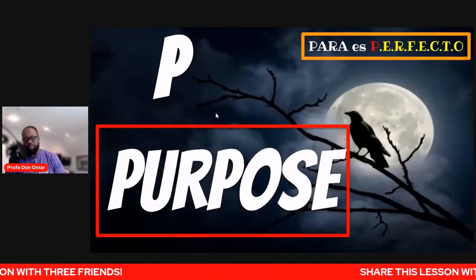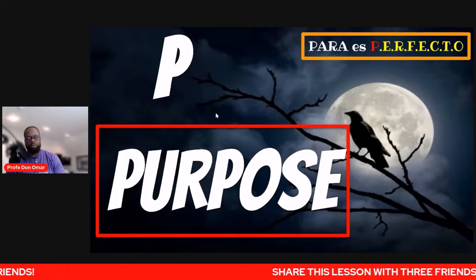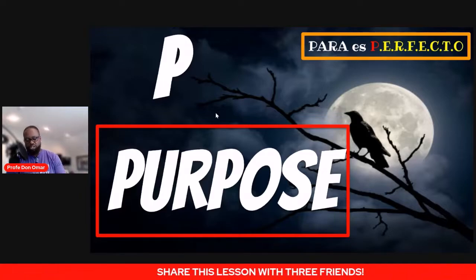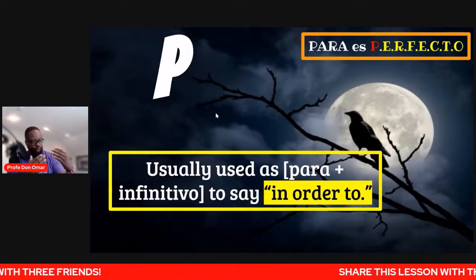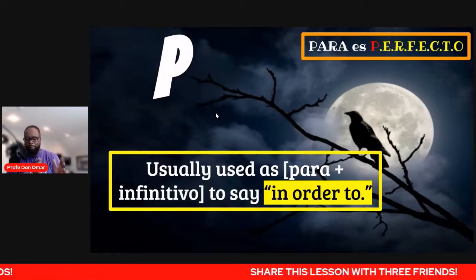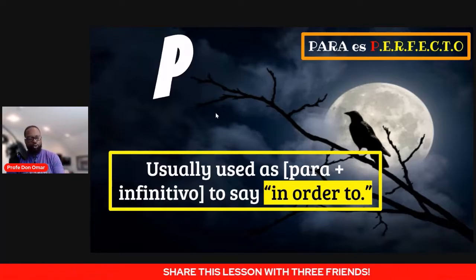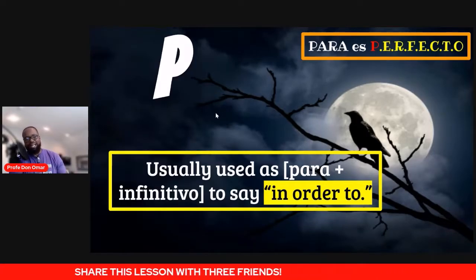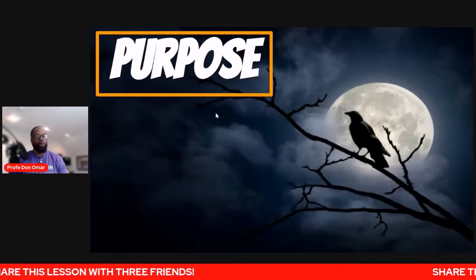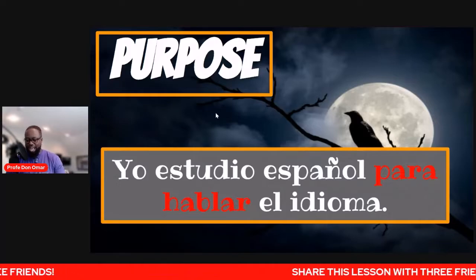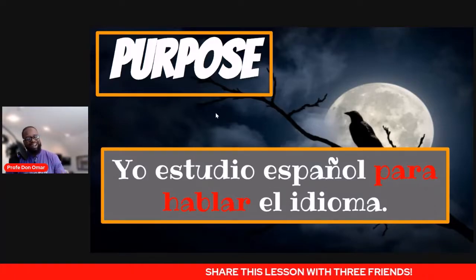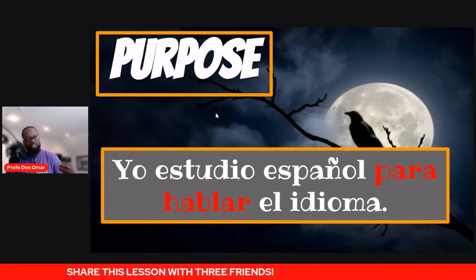The first one, the P, la P, significa purpose, right? And you can check in the top right screen where we are in the acronym, P for purpose. So what do we mean by that? Usually used as para más infinitivo to say in order to in inglés. Por ejemplo, yo estudio español para hablar el idioma. I study Spanish in order to speak the language.